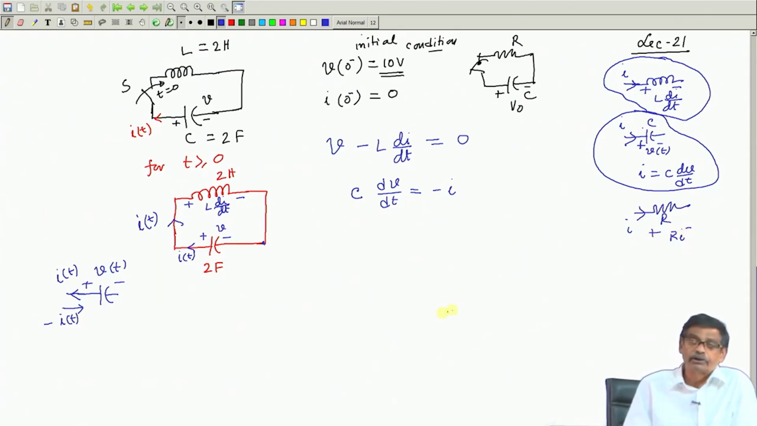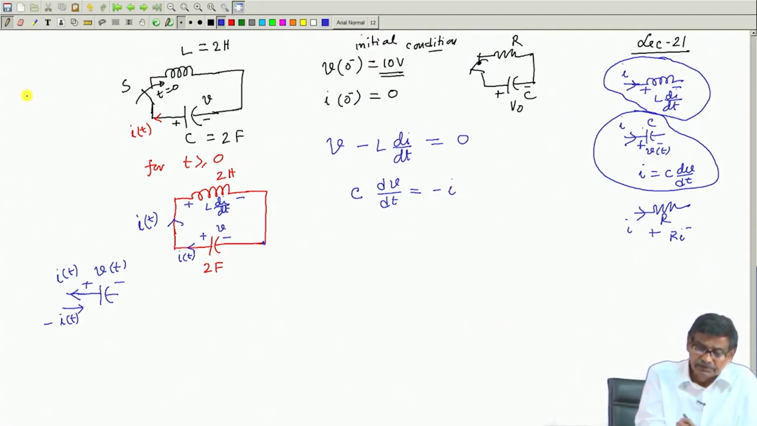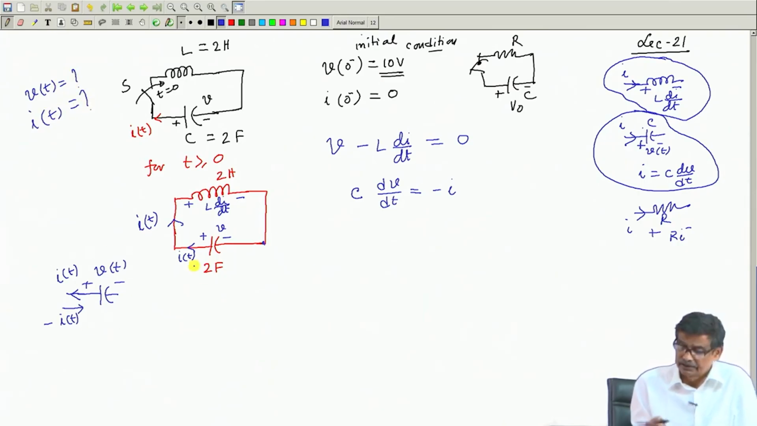This is a very important step. Now, my first goal is, suppose I want to know the voltage across the capacitor at any time t, V(t), and also the current in the circuit at any time t. The current will be the same because L and C are series connected, it cannot be different. So, these are the two equations.